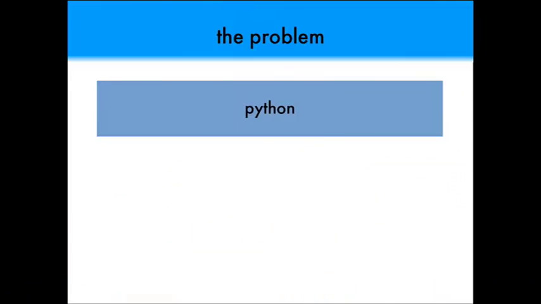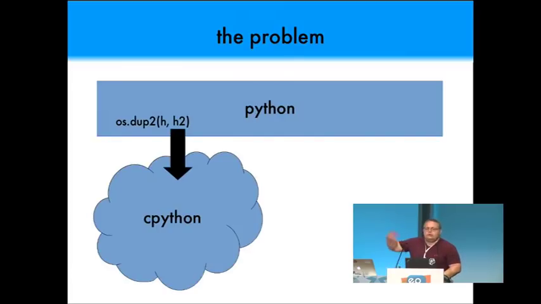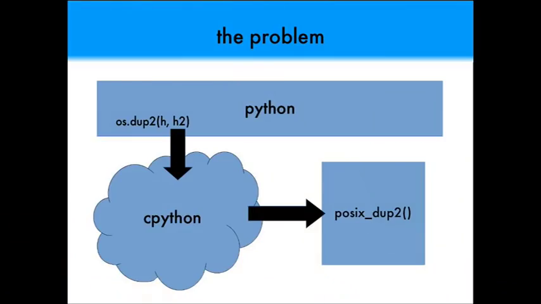So let's talk about the problem. Here we have a Python interpreter, and it's running your wonderful code. And you just happen to call os.dup2, and you pass in two handles, which are actually Python integers. So this goes into the CPython interpreter, and it whirls round and around and around. It comes out here. This is posix_dup2. This is a C function that is the implementation of dup2 for CPython. How does this work? And specifically, how do we turn those Python objects, which are h and h2, these Python integers, how do we turn them into native C integers, which is what the C code really wants to talk to?